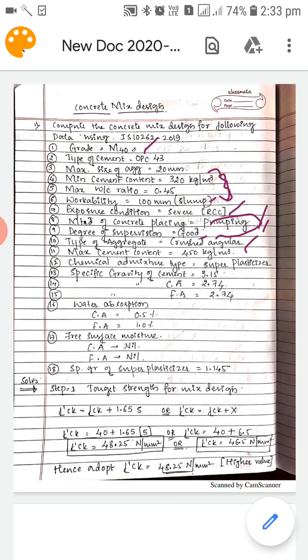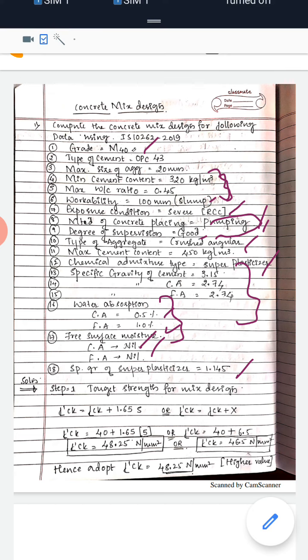Chemical admixture is superplasticizer, and specific gravities of cement, coarse aggregate and fine aggregate have been given here. Also the specific gravity of superplasticizer is mentioned here. Then again, water absorption by the coarse aggregate and fine aggregate is given in the question, and they have mentioned that free moisture content on the aggregates, such as coarse aggregate and fine aggregate, is nil. So let's start with the procedure.